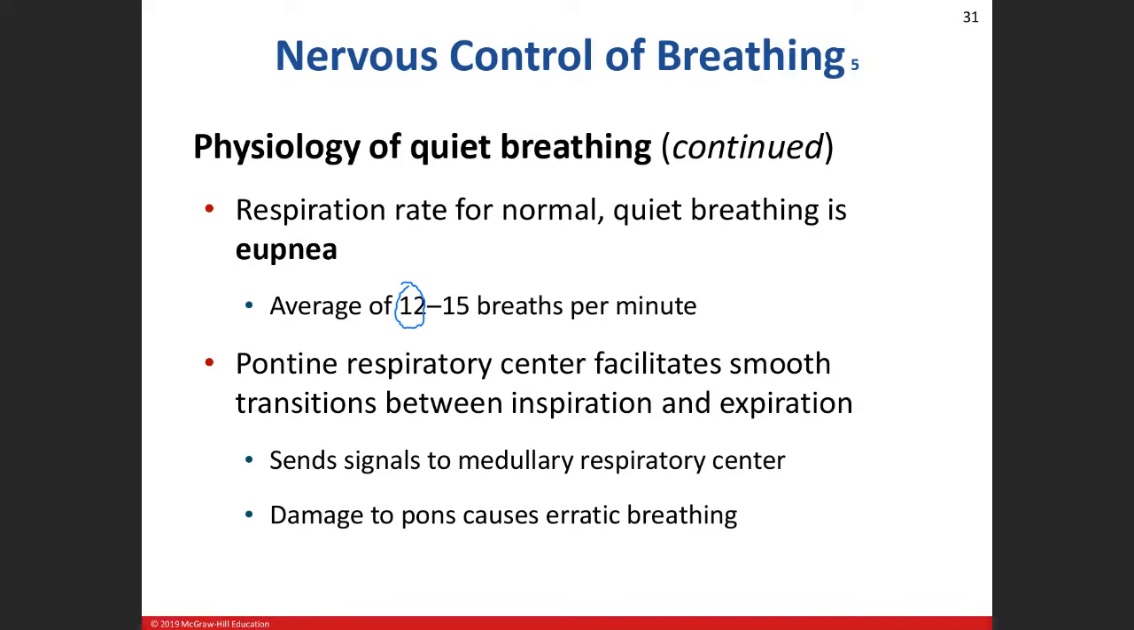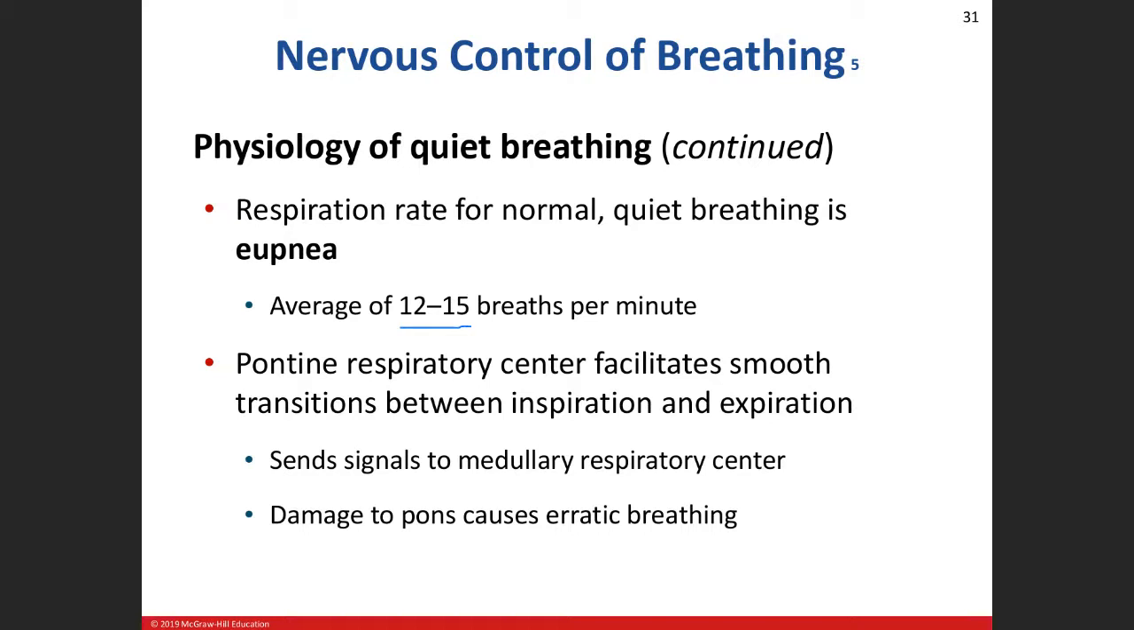So the average rate of breathing is going to be 12 to 15. Again, like I've said before, I've seen in some literature that it's 12 to 16, 12 to 18. Regardless, we're going to stick with this range here.